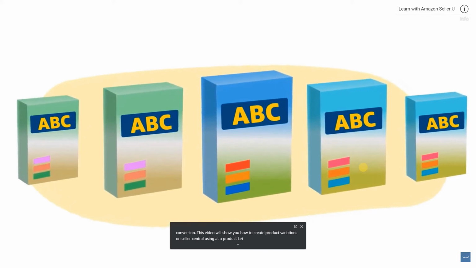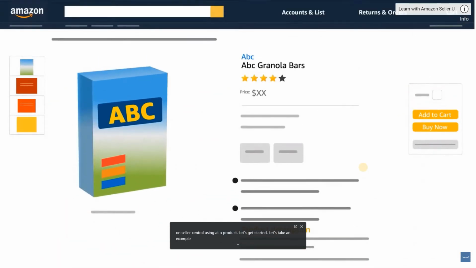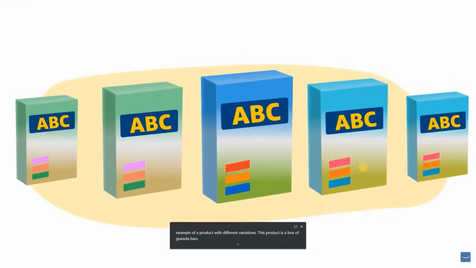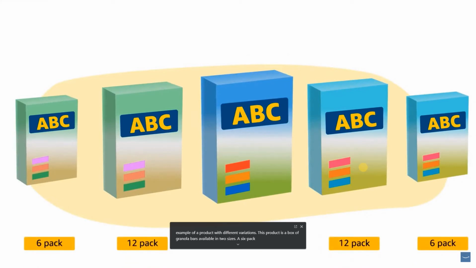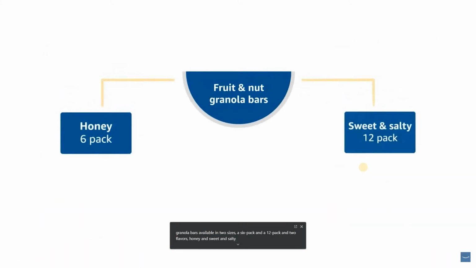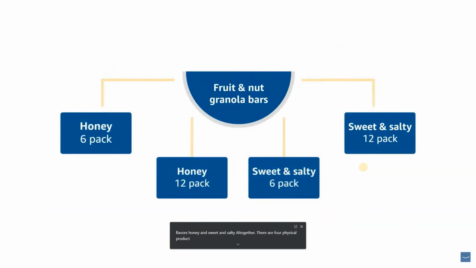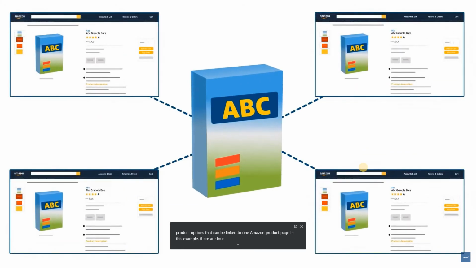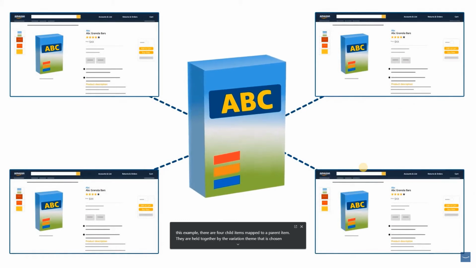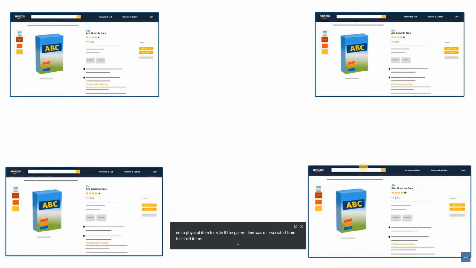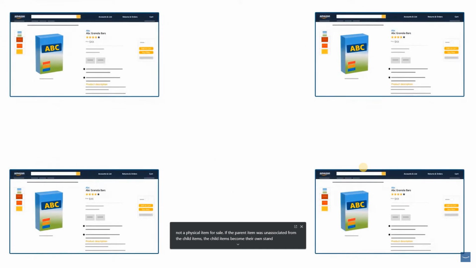Let's get started. Let's take an example of a product with different variations. This product is a box of granola bars available in 2 sizes, a 6-pack and a 12-pack, and 2 flavors, honey and sweet and salty. Altogether, there are 4 physical product options that can be linked to one Amazon product page. In this example, there are 4 child items mapped to a parent item. They are held together by the variation theme that is chosen. Note that the parent is not a physical item for sale. If the parent item was unassociated, the child items become their own standalone listings.